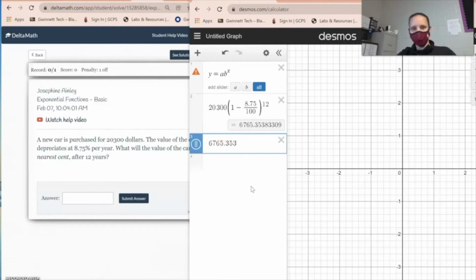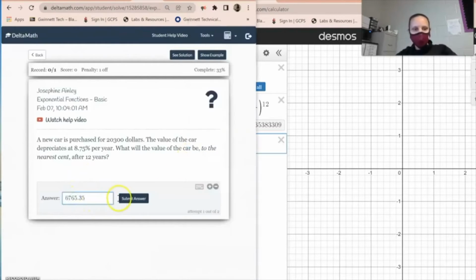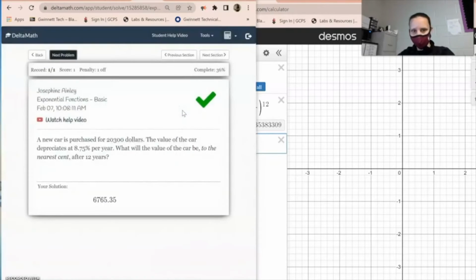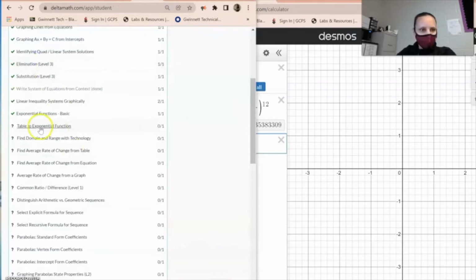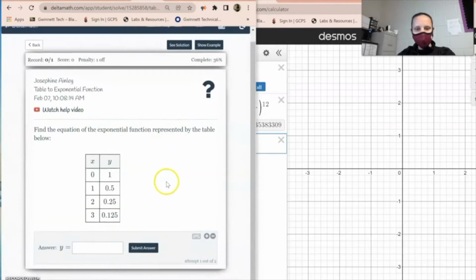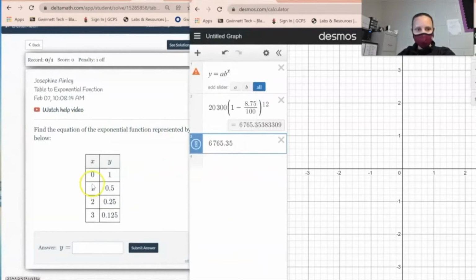But you first have to see what this next number does. Is that 3 going to change anything? No, so this is my answer. If it was a 5, for example, it would change it to a 6. But in my case, it hasn't changed anything. So that's how you round. Nearest cent means two numbers after the decimal. All right, then you're going to go to table to exponential. So again, you're going to put in the table.